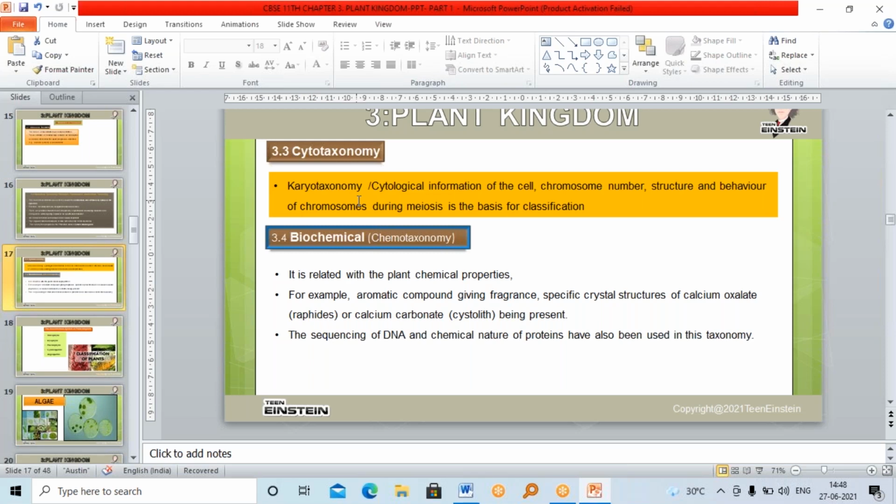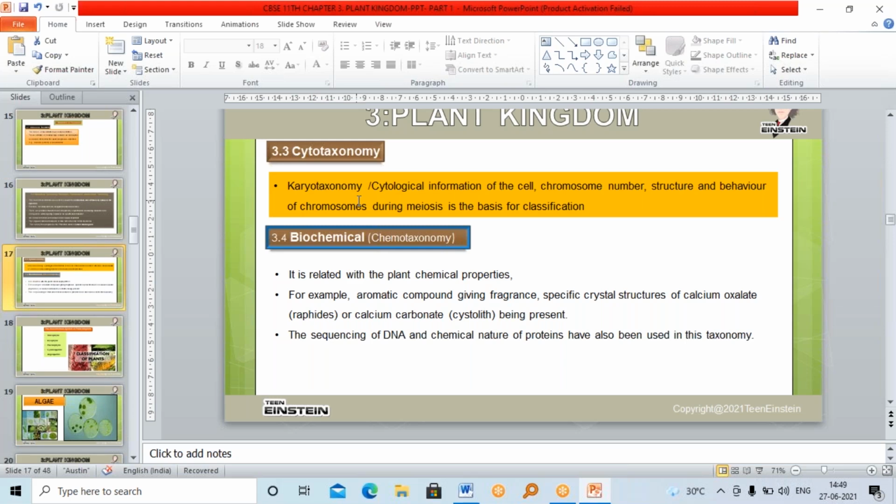Next is cytotaxonomy. Cytotaxonomy means it is related to the cell. The study is related to the cell. From that word itself, it's clear. Cyto means related to cell. So karyotaxonomy, or cytological information of the cell, chromosome number, structure and behavior of chromosome during meiosis, all these are the basis for this classification.